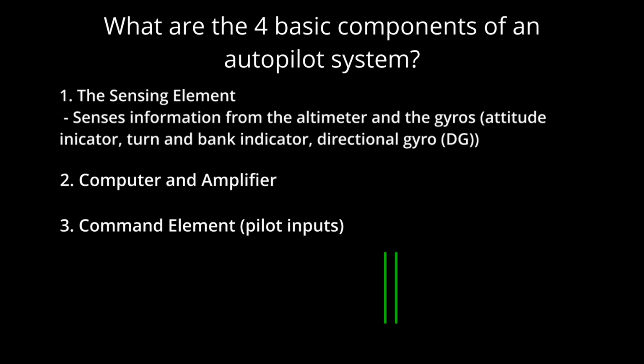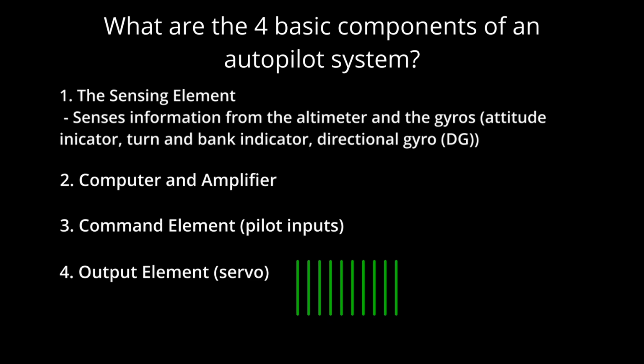Command, what allows the pilot to put certain commands to the autopilot. Okay, the command element is the inputs that the pilot puts into the computer. And what's the other element? The servo? Servos, that's right. That's the output element of the autopilot. You can put them in any order you want: servos, computer amplifier, output element, command element.